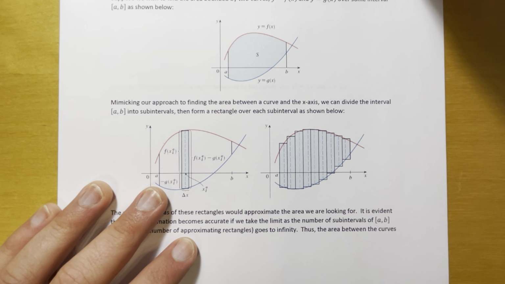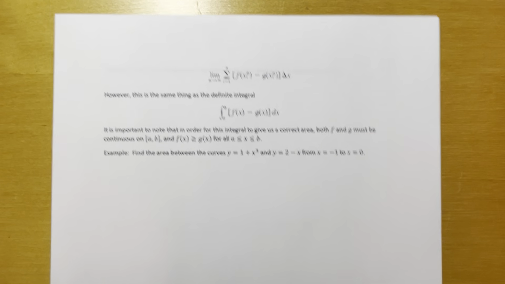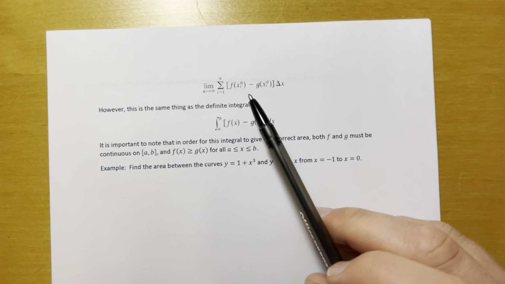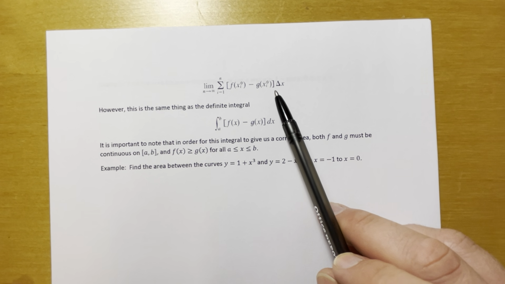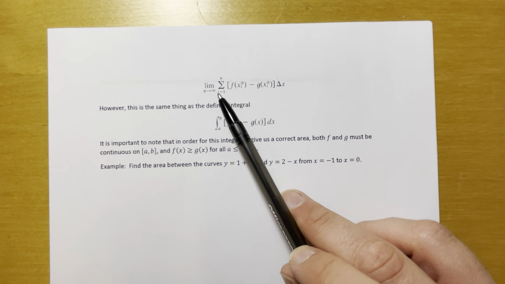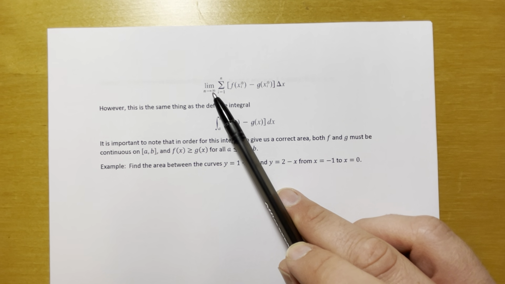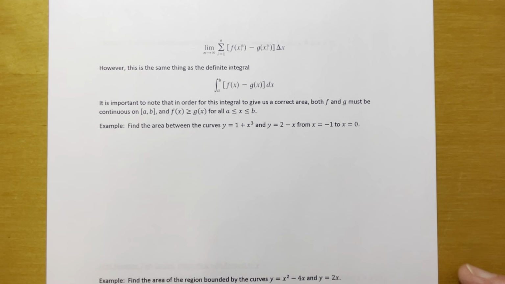And so computing all of those areas and then summing them up gives me a Riemann sum, but it's going to look like this, okay? From our definition of the definite integral, taking this limit as the number of those rectangles goes to infinity would take me to this integral right here, okay? And so this is what we're going to be using to compute areas between two curves.